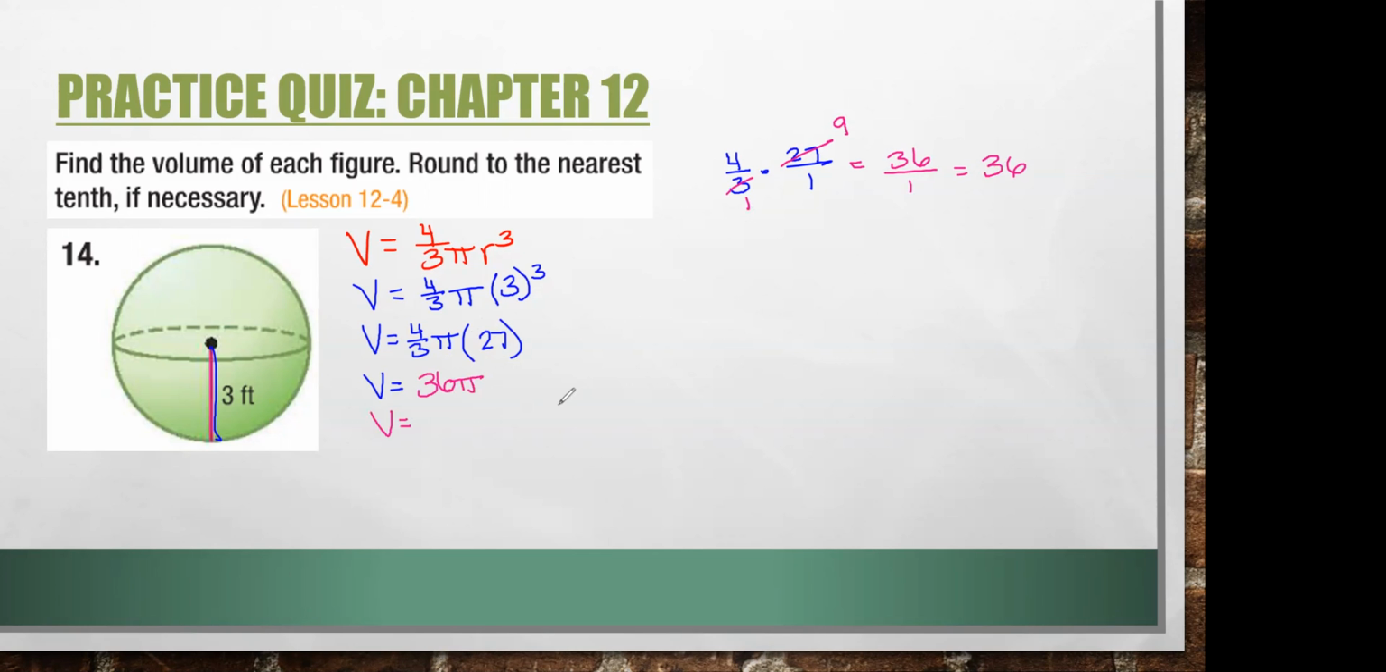Punch that into a calculator, round it to the nearest tenth. And we've got 113 and 1/10. And this is feet cubed. Okay.